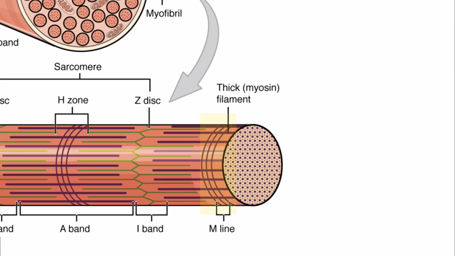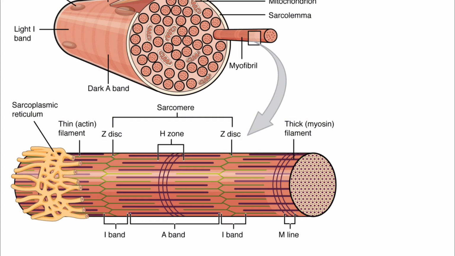The M line is probably the most easy to remember. It's just the central line that's in the middle of the sarcomere, and it's going to be anchoring the thick filaments.